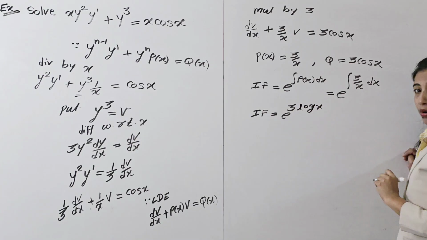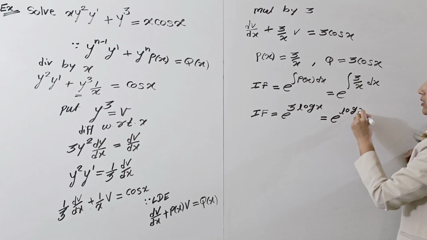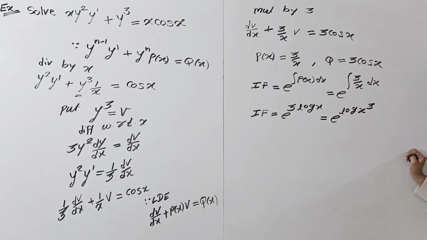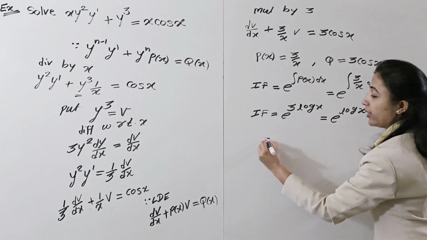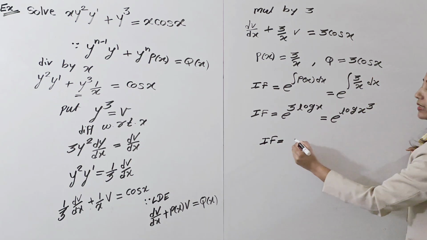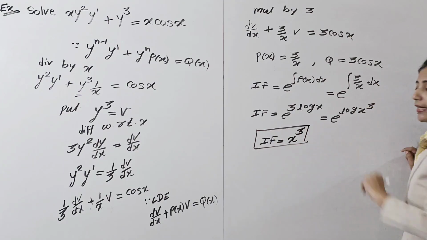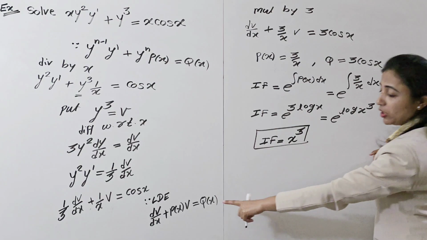Shift this 3 into the power of x, so it becomes e power log of x cube, and we know that using the property of log that we have already covered in the previous video, e power log of a function is nothing but that function, because it is the anti-log. So this e power log x cube is simply x cube. So the integrating factor is known, so now write down the complete solution for this linear differential equation.